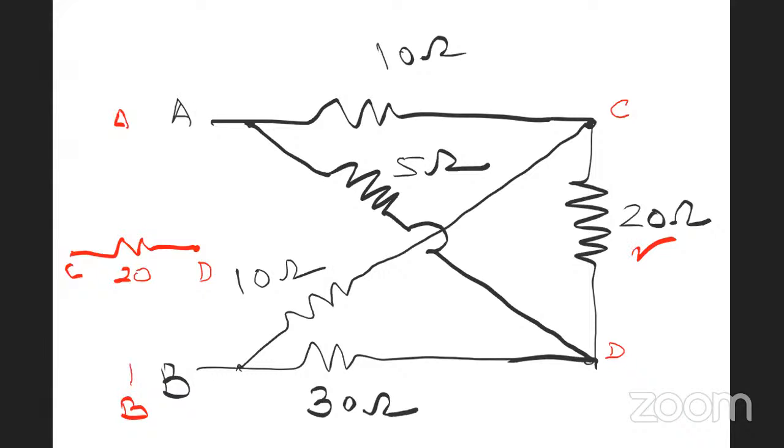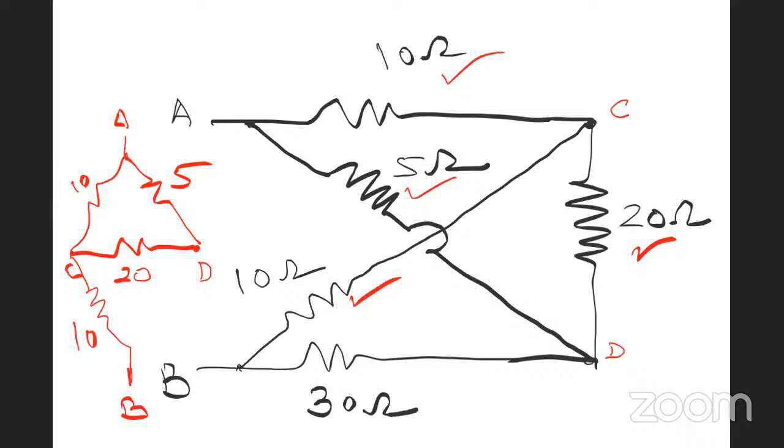Now between A and C I have a 10 ohm resistance, so I'm making that. Between A and D I have a 5 ohm resistance, so I'm making that. Then again between B and C I have a 10 ohm resistance, and then between B and D I have a 30 ohm resistance. So all the values might not be the same, but it's the same sum that I gave you. You need to convert one of the delta to star and solve it.